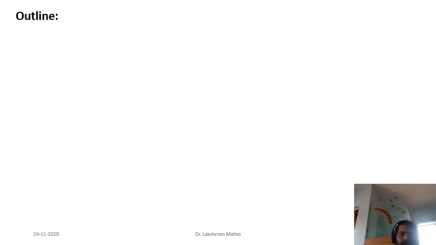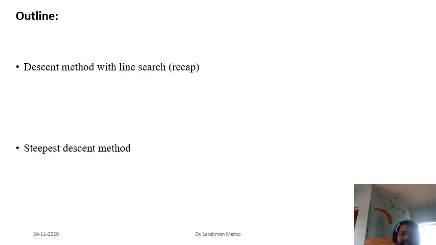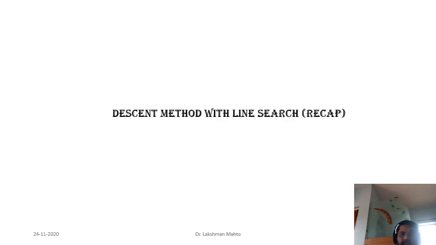So coming to the outline of today's lecture, first I would give a recap of descent methods with line search. Yesterday I had already mentioned that there are two interesting line searches. One is exact line search, another one is backtracking line search. So I will give a few recaps, and also I will take a few more examples that I could not cover in the last class. And after that, I will talk about the steepest descent technique.